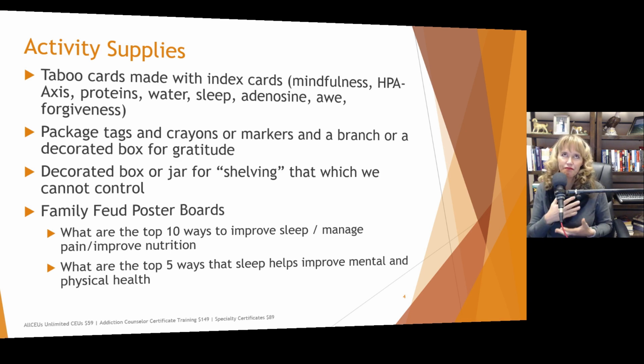And so the hint giver has to try to get their partner to identify mindfulness. HPA-Axis, proteins, water, sleep, adenosine, awe, forgiveness. There's lots of words that we talk about that are important for people to know, and having them try to get their partner to guess it means they really have to dig into their cognitive database to describe it. And if they're able to do that, that means they have a full and well-rounded knowledge and comprehension of that particular word or concept. So this can be really good at assessing mastery.